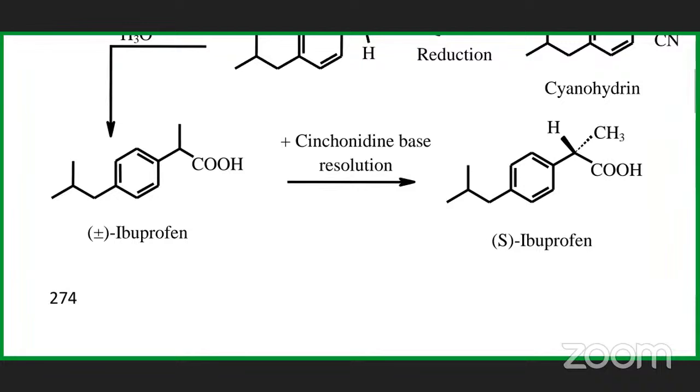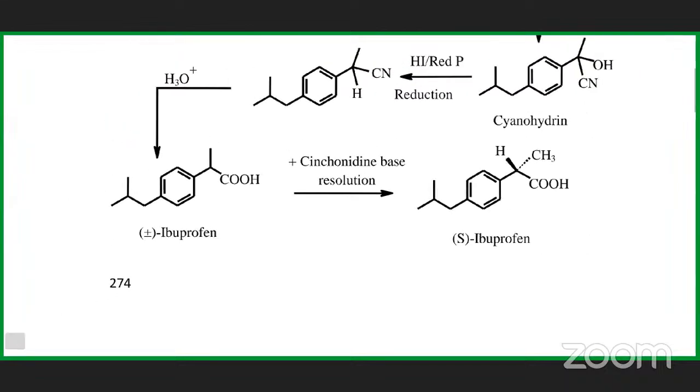So in that case, you cannot separate the individual ones. That's why we are using the selective base. Here, this particular cinchonidine is very selective towards that racemic mixture. It reacts with, or attaches to, one isomer, and the other isomer is free from the base. So you can separate them easily. That is the difference between the normal base and this cinchonidine base.